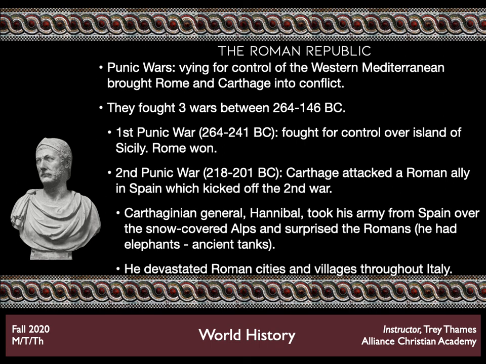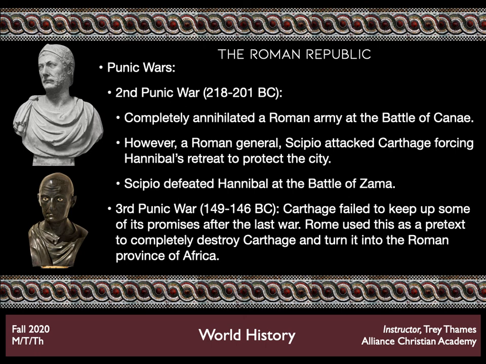It looked like Rome was going to collapse, but the Romans are going to send a general by the name of Scipio. And here's his name right here, Scipio. And they're going to send him to attack Carthage directly, which is going to force Hannibal to bring his armies back over to North Africa, and there he gets soundly defeated. And so that's the end of the Second Punic War.